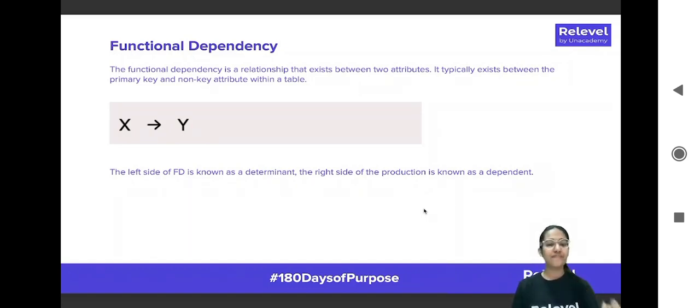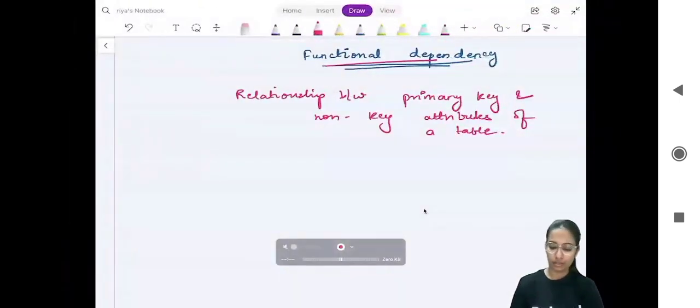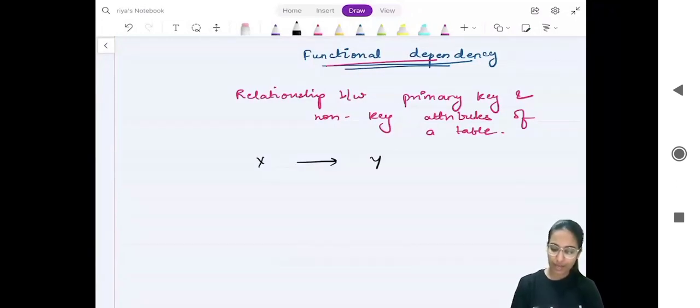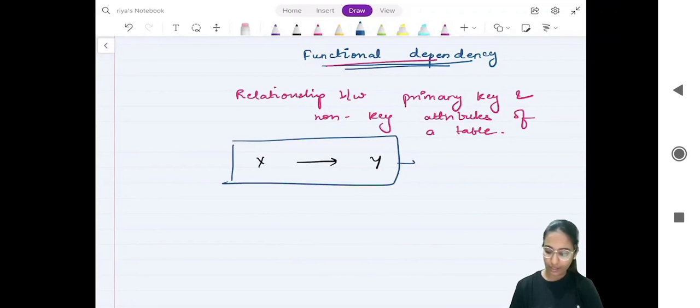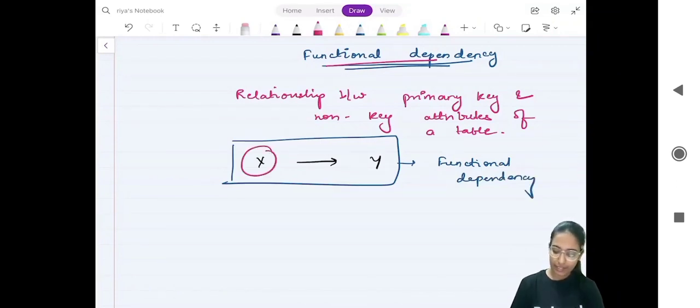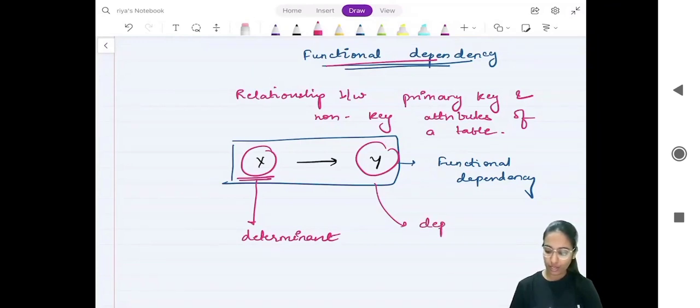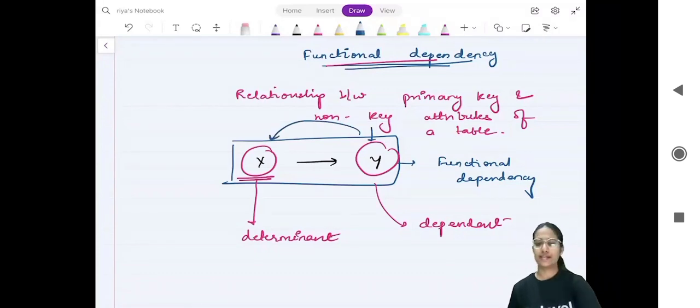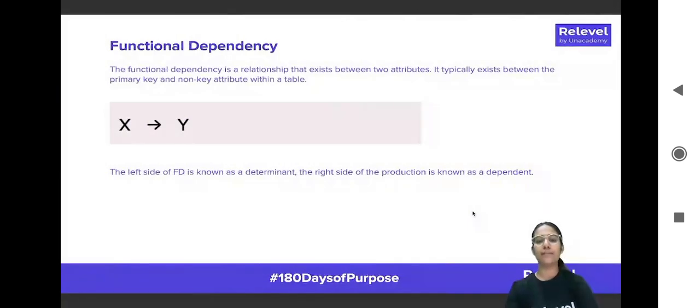Okay, now the left side of the functional dependency is known as the determinant, and the right side is known as the dependent. Okay, so when we write X arrow Y, this is how we define functional dependency. The left side is known as the determinant, and this is known as the dependent. Okay, so it basically means that Y is dependent on X. Okay, that is what it really means.